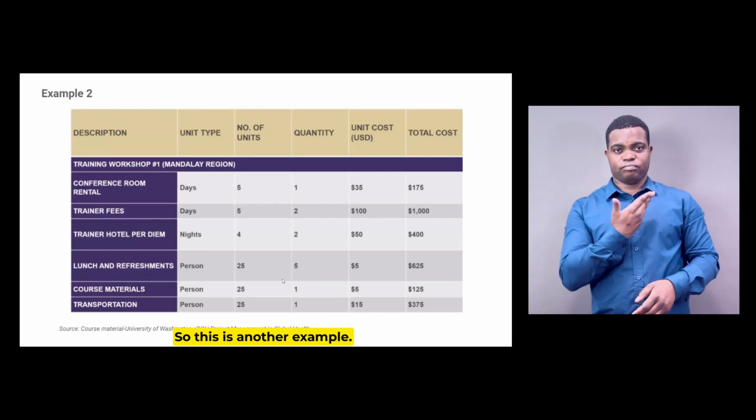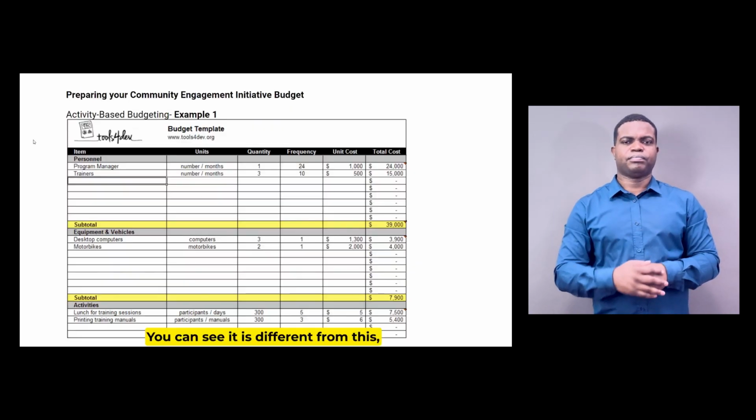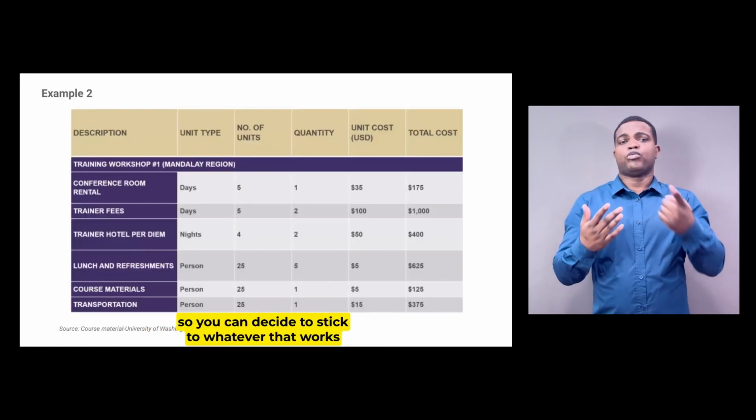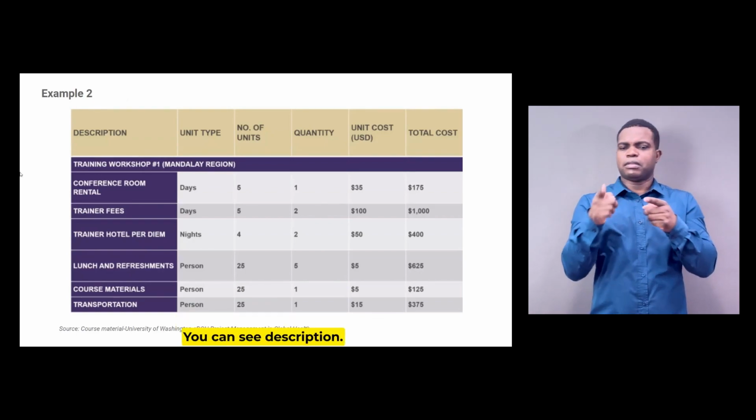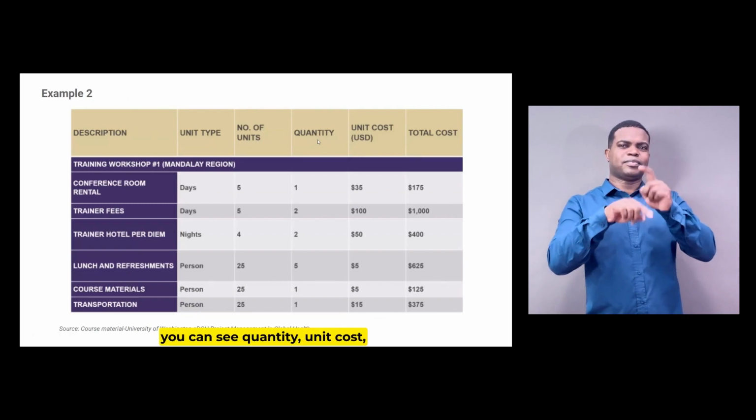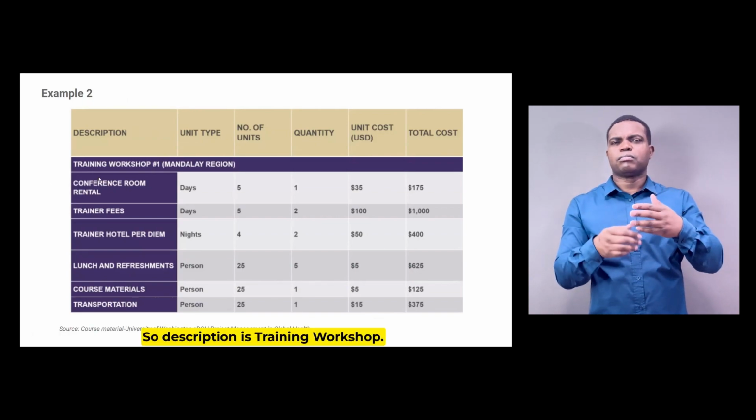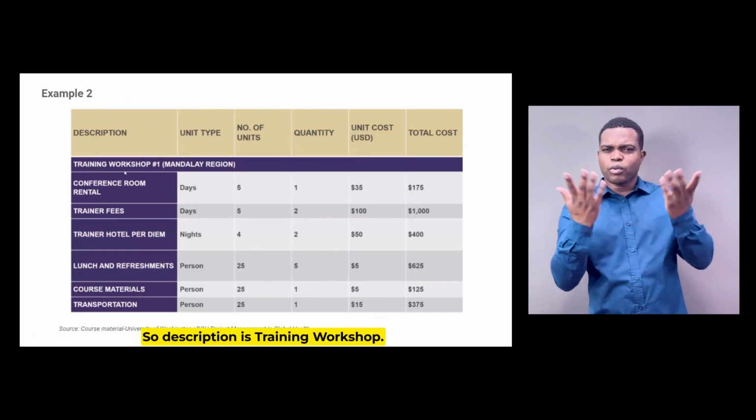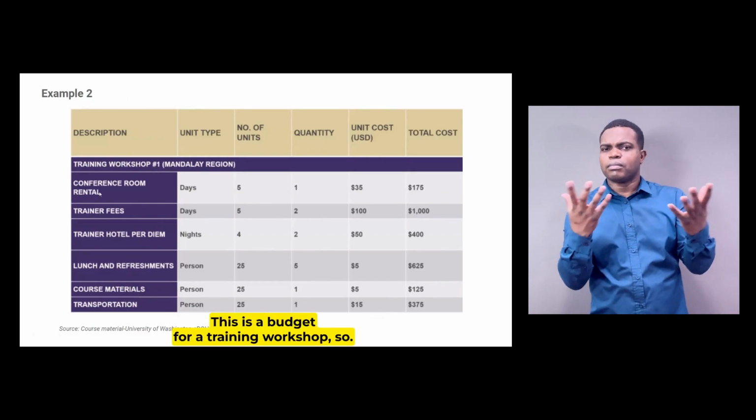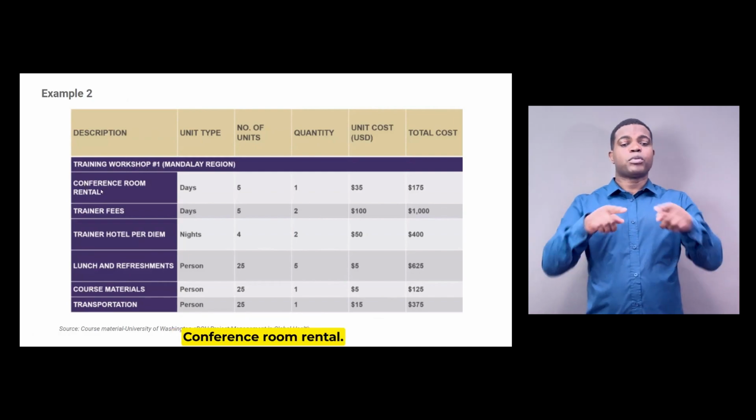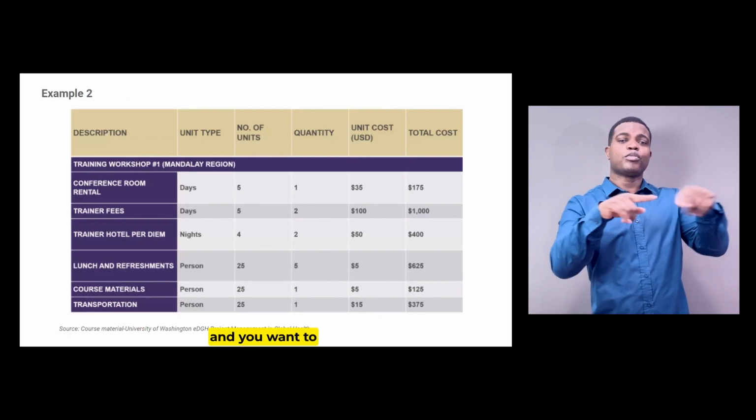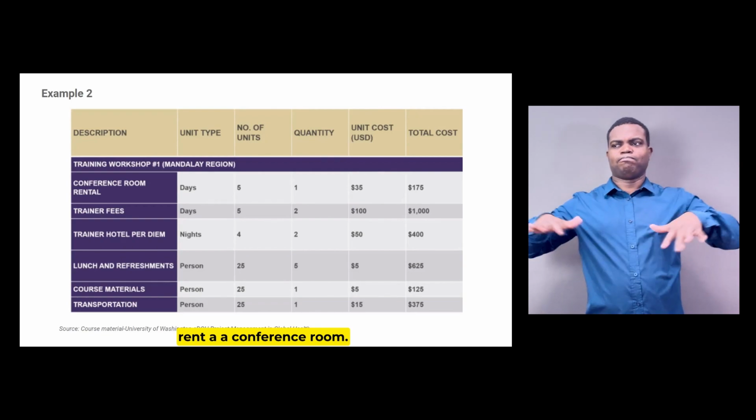So this is another example. You can see it is different from this. You can decide to stick to whatever works for you. You can see description, you can see unit type, you can see number of units, you can see quantity, unit cost, total cost. So description is training workshop. This is a budget for a training workshop. So conference room rental. Let's say you want to carry out a community engagement initiative and you want to rent a conference room.